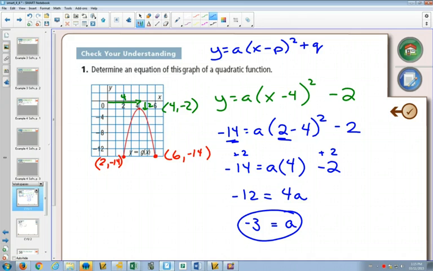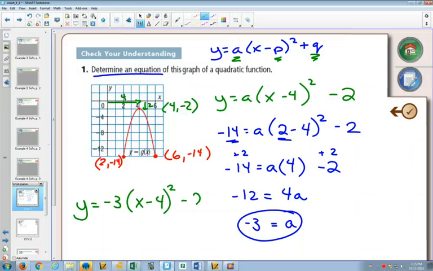So whenever they ask you to determine an equation, you need to find a value for A, a value for P, and a value for Q. The x and the y will still be part of the equation because those are your variables that change. So now we can rewrite our equation. Our final equation is going to be y equals, we figured out A is negative 3. We figured out that P had to be 4 because it was 4 to the right, and Q had to be negative 2. And now we have our equation of our parabola.